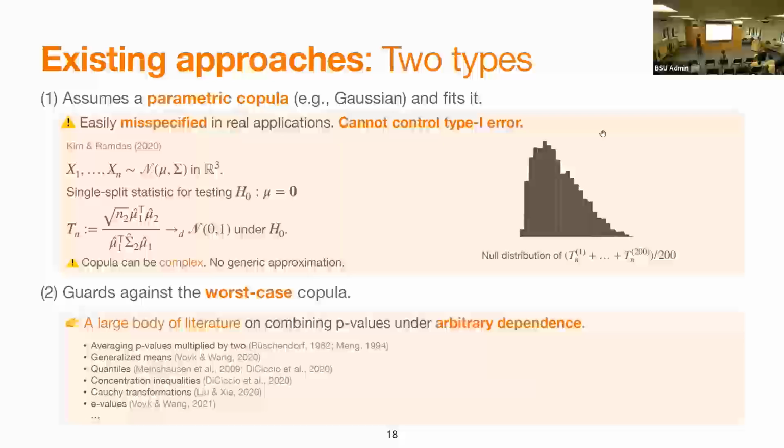And there are also some new developments by Vladimir Vovk and Ruodu Wang on e-values and generalized means. There are also proposals more recently by DiCiccio et al. on quantile concentration inequalities, and also some work by Nikolai Mensholzen. But all of those, as you can imagine, assume they're working under the worst case, but typically our data is not coming from the worst case. So when you apply these to data, they are very, very conservative, and at the end of the day, you don't have much power.